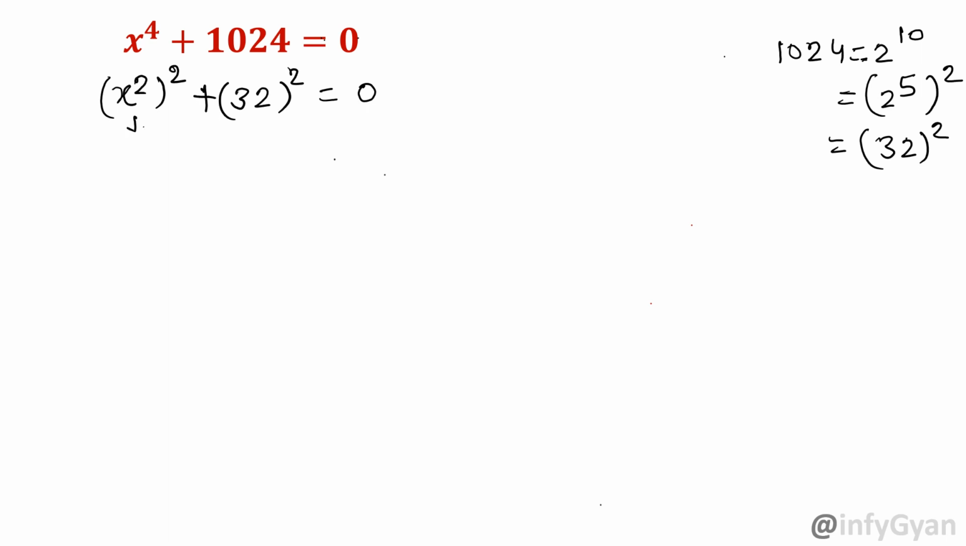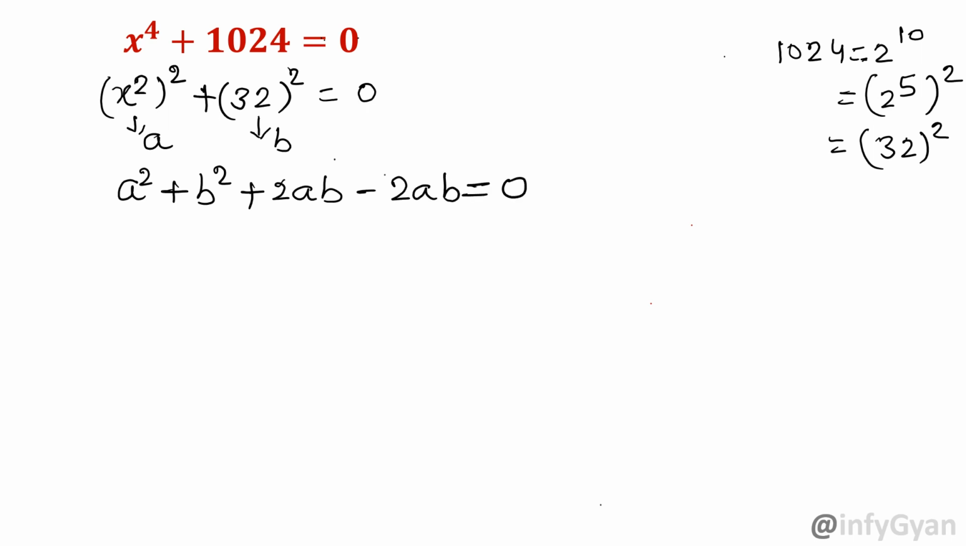Now consider this bracket as A and 32 as B. Now it is A square plus B square. Let's add twice AB and subtract twice AB. It will equal to 0. Now you can see up to this term we can write it is A plus B whole square and minus twice AB equal to 0.